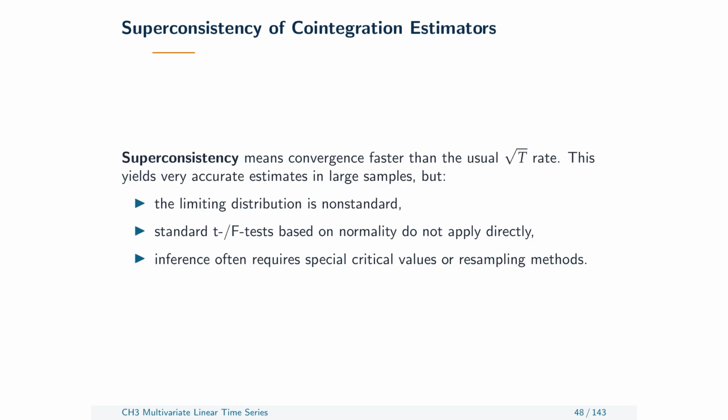Superconsistency does not justify ordinary t-tests. The limiting distribution involves functionals of Brownian motion and is generally non-standard. Serial correlation and contemporaneous correlation in the innovations also affect inference. A precisely estimated long-run slope can therefore coexist with invalid conventional standard errors and critical values.